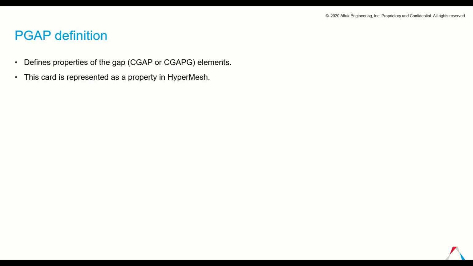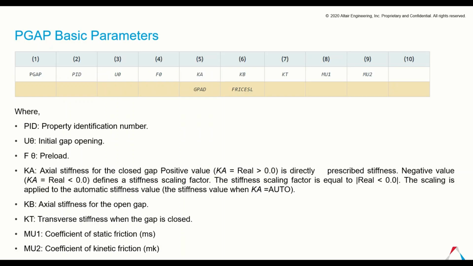Now let us see the PGAP property. It defines the property for gap elements, that is CGAP or CGAPG elements. In the PGAP card, we have PID, the property identification number, then U0, the initial gap opening, F0 is the preload, K is the axial stiffness for closed gap, where a positive value prescribes the stiffness and a negative value prescribes a stiffness scaling factor. Then we have KB, the axial stiffness for open gap. KT is defined as the transverse stiffness when the gap is closed, and mu1 and mu2 are the coefficients of static and kinetic friction respectively.